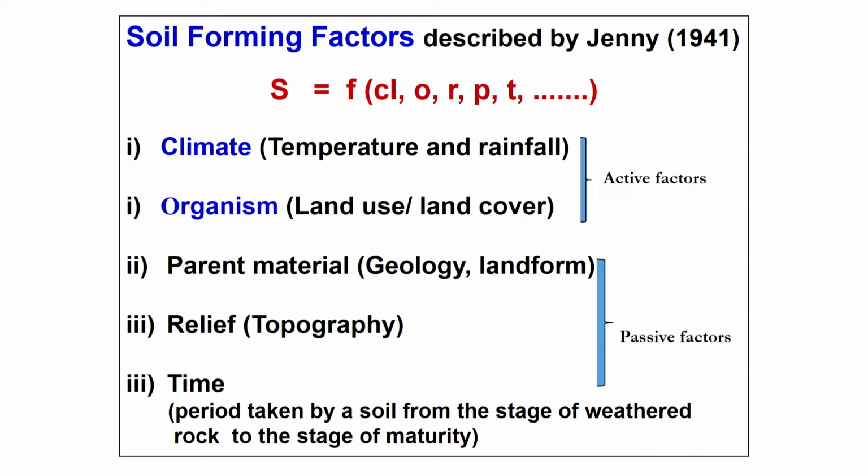Slope means what kind of slope. If the slope is very steep, or the slope is gentle, then different soils will be developed. And how old these soils are, we call it the time period taken by soils from the stage of weathering rock to the stage of maturity.